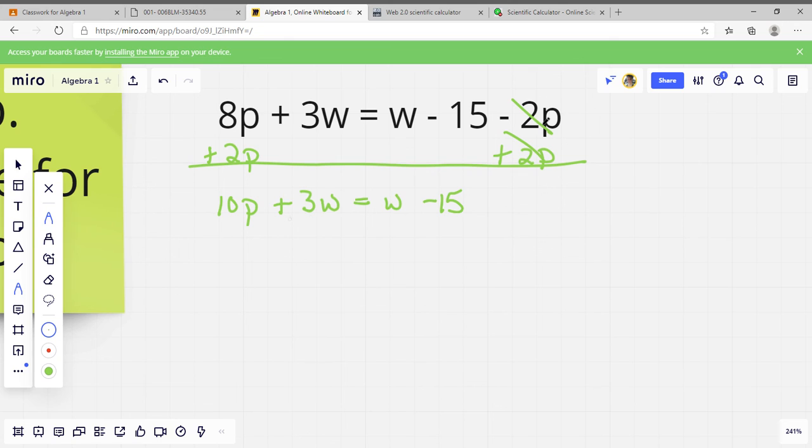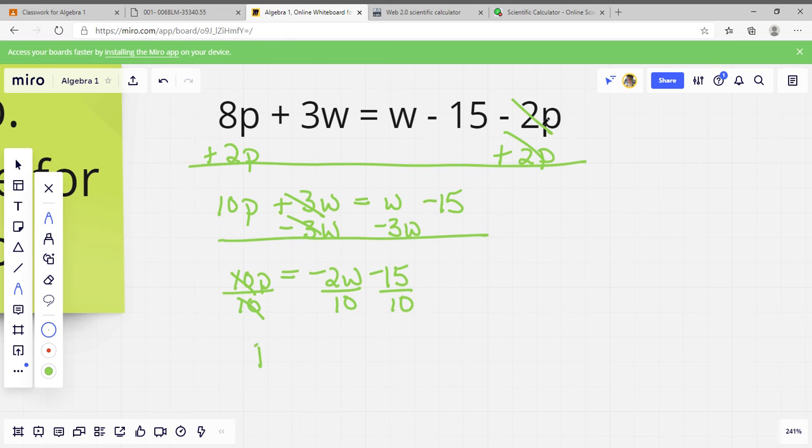Now I'm going to get rid of this 3w, so minus 3w, and I can combine this with the w over here. These cancel. Now I get 10p equals 1 minus 3 would be negative 2w minus 15. Now I'm going to divide by 10. Each one of my terms. These cancel. And I get p equals negative 2 over 10 would reduce to 1/5 w minus, this would reduce to 3 over 2.